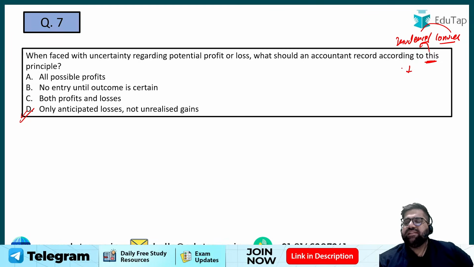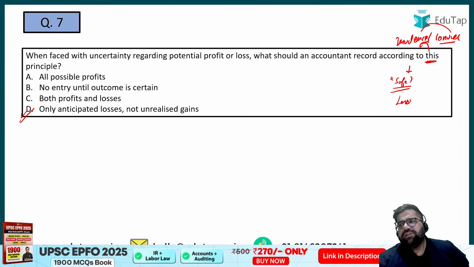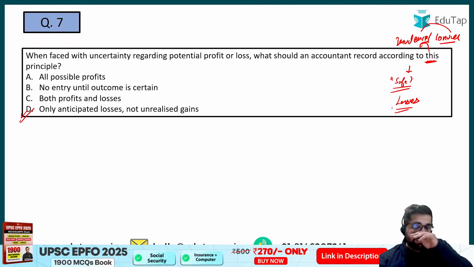Principle of prudence basically says play safe. There is no need to just work on profits only. You have to work on losses also. Right, this is what the principle of prudence says.